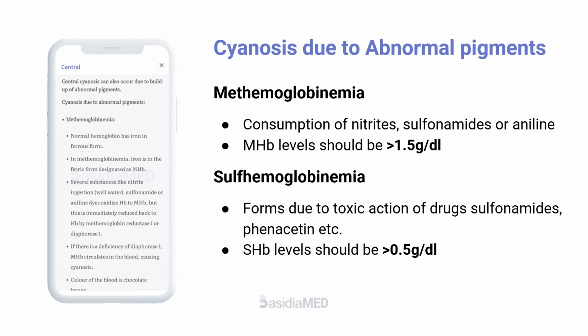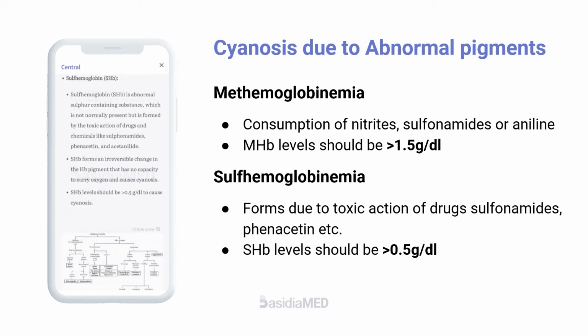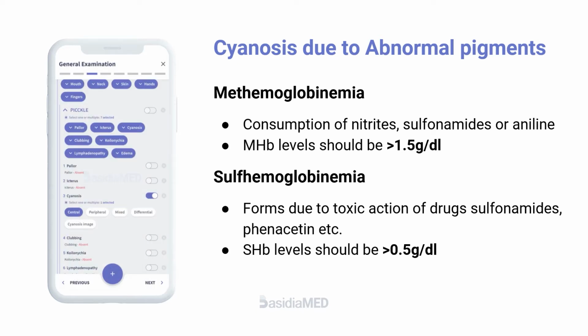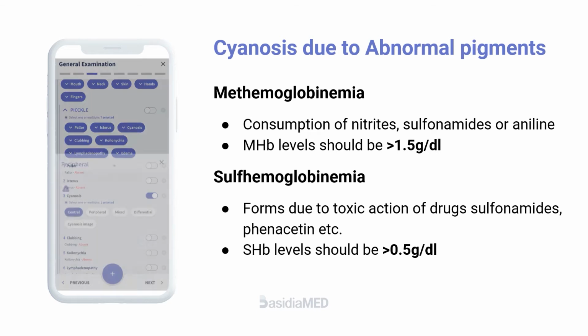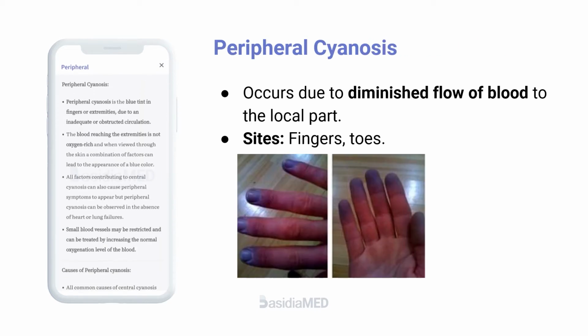Central cyanosis can also occur due to buildup of abnormal pigments, like methemoglobin and sulfhemoglobin. The levels of methemoglobin and sulfhemoglobin should be more than 1.5 grams per deciliter and half a gram per deciliter respectively, to cause cyanosis. Peripheral cyanosis occurs commonly due to diminished blood flow to a local part.